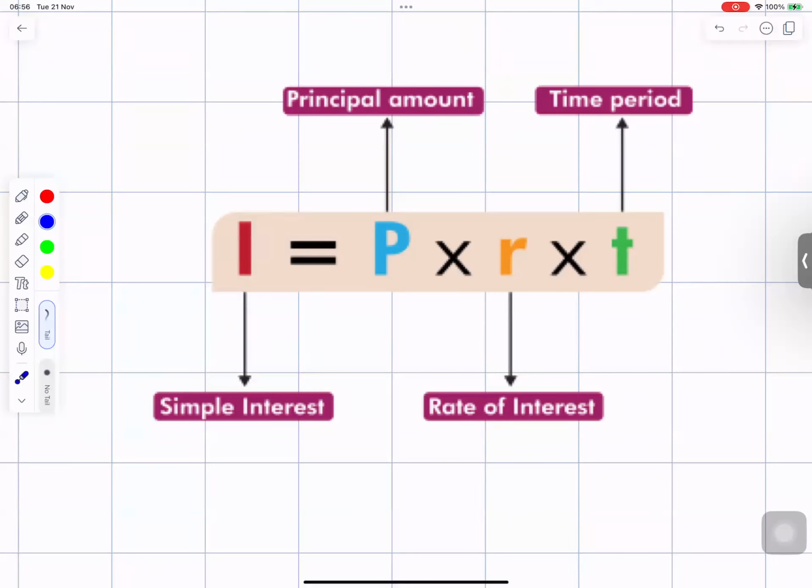You can learn this formula for simple interest. Interest is P times R times T. T is time period, P is the principal, how much you put in. R is the rate of interest, and I is the simple interest.